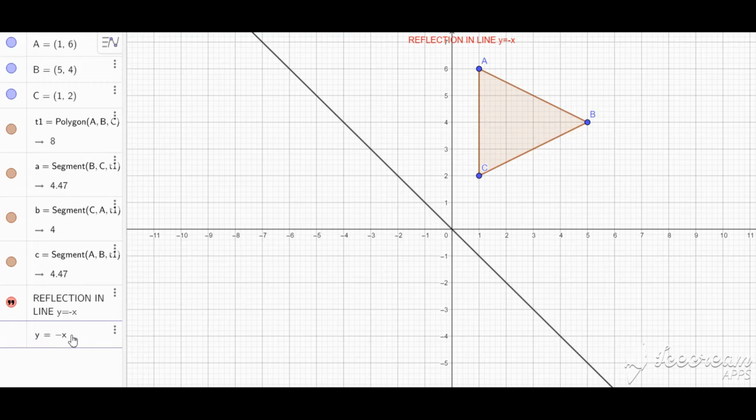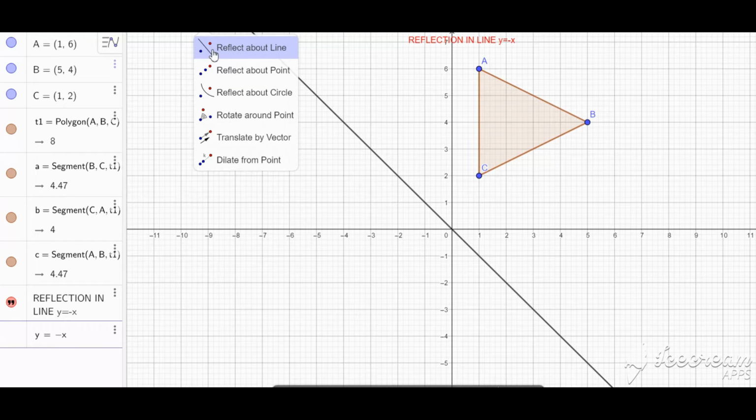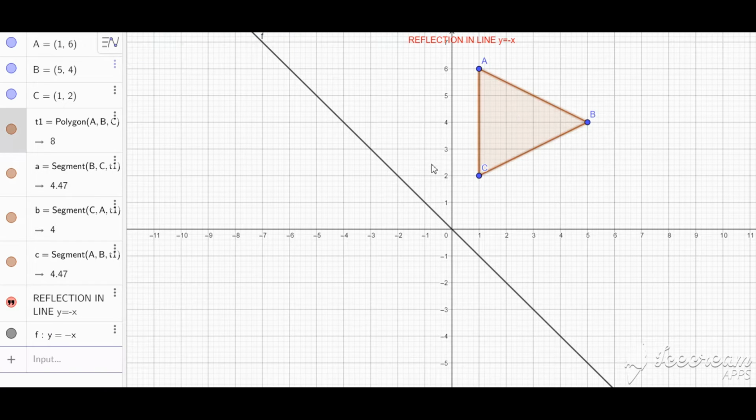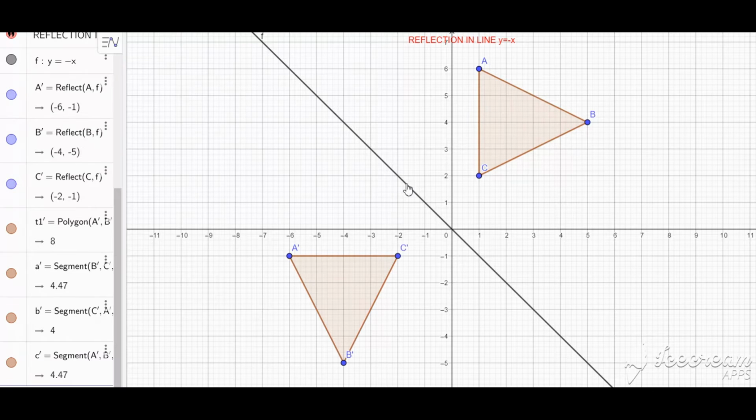Good. Now let us see what happens when we reflect this object here, and of course the coordinates of this object are A 1, 6, B 5, 4, and C 1, 2, in the line y equal -x. Let us see what happens. Alright, so there is my image, A prime, B prime, C prime.